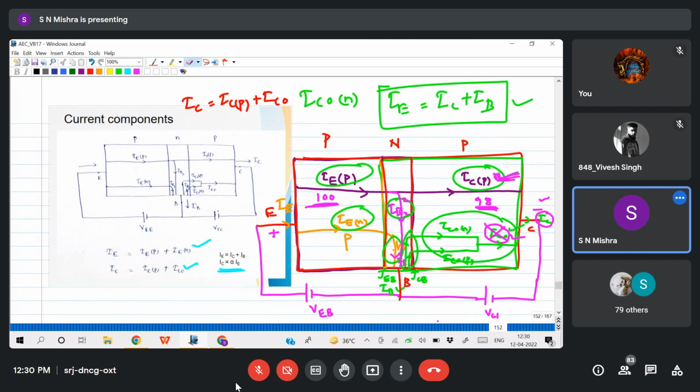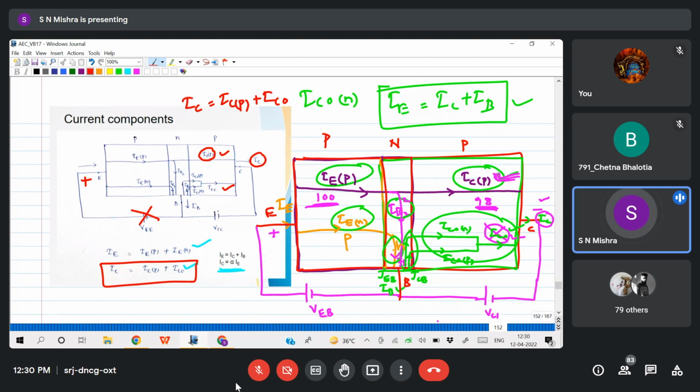IC equals to this plus this. Yes or no? We have discussed. Now, if I open this emitter base junction, can I get this ICP? ICP means holes are pushing from emitter and collecting at the collector. If I am not giving any positive potential at the emitter, will holes move to collector? No, sir. So IC will be only due to the leakage current, that is ICO.